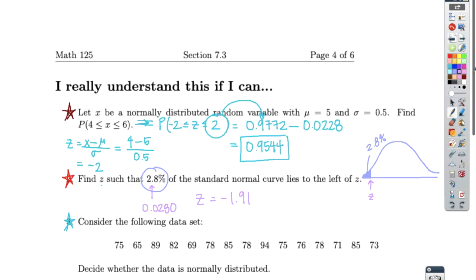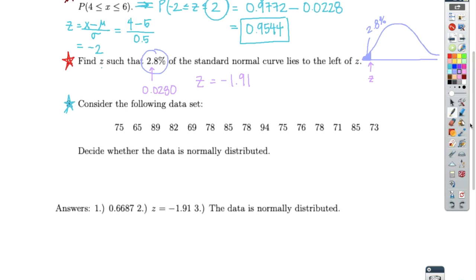Okay, now the third one says consider the following data set and decide whether the data is normally distributed. So the first thing you need to do is enter this data. I think there's 15 numbers maybe. Enter those values into your list. Okay, so I put this in list 1. And so now decide whether the data is normally distributed.